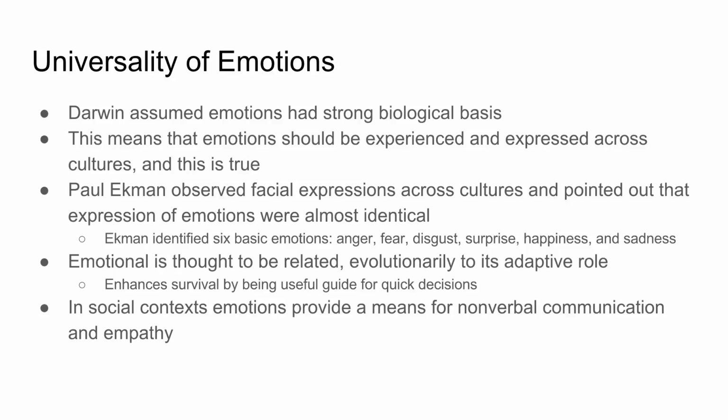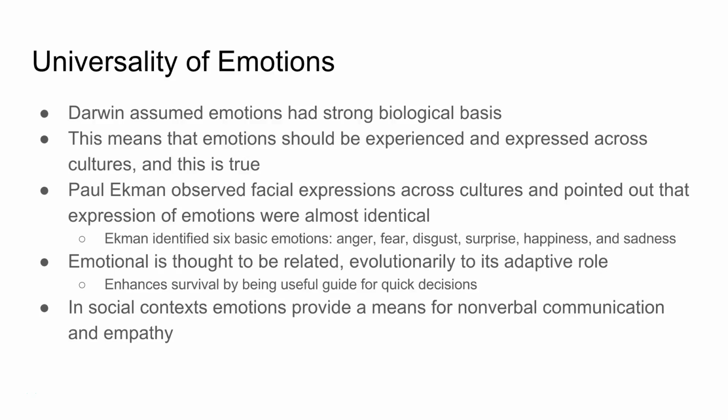And this is true. And one of the ways we know this is true is through the work of a guy named Paul Ekman, who observed facial expressions amongst various cultures. And he pointed out that the expression of emotions were almost identical in all of these cultures based off the emotion that they were feeling. And so Ekman worked even deeper than that and identified 6 basic emotions: anger, fear, disgust, surprise, happiness, and sadness. And so he says that the facial reactions to anger are almost identical across all cultures, and they are different from fear, which are also identical across all cultures. So pretty interesting that the idea of emotions is a really universal human concept.